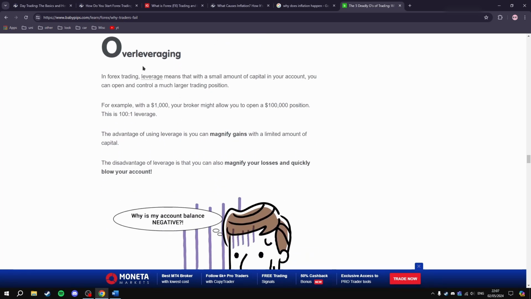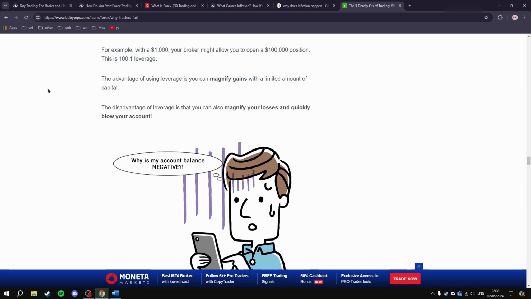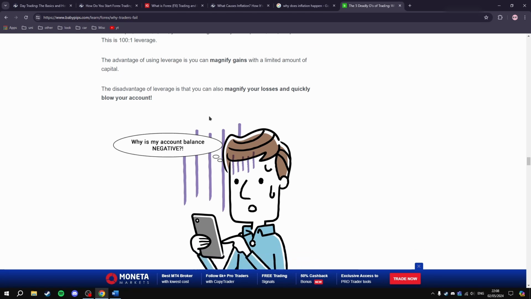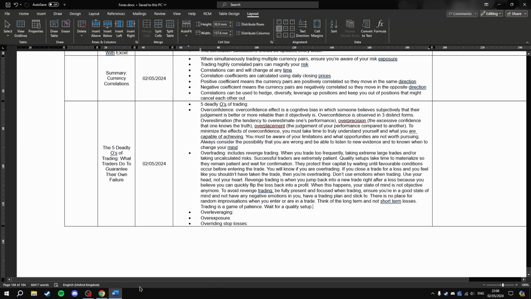Over leveraging. In Forex trading, leverage means that with a small amount of capital in your account, you can open and control a much larger trading position. For example, with a $1,000 account, your broker might allow you to open a $100,000 position. This is 100 to 1 leverage. The advantage of using leverage is you can magnify gains with a limited amount of capital.